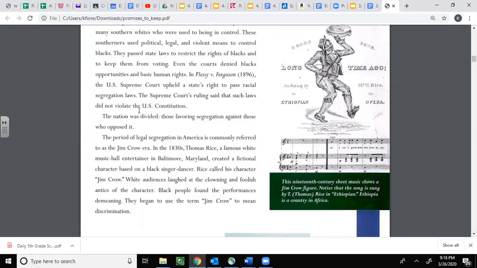The period of legal segregation in America is commonly referred to as the Jim Crow era. In the 1830s, Thomas Rice, a famous white music hall entertainer in Baltimore, Maryland, created a fictional character based on a black singer-dancer. Rice called his character Jim Crow. White audiences laughed at the clowning and foolish antics of the character. Black people found the performances demeaning. They began to use the term Jim Crow to mean discrimination.